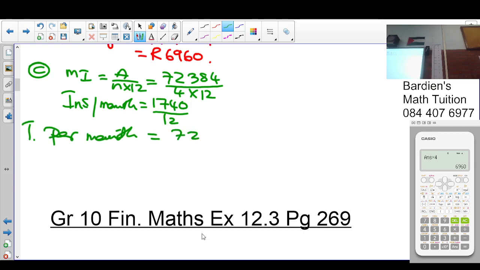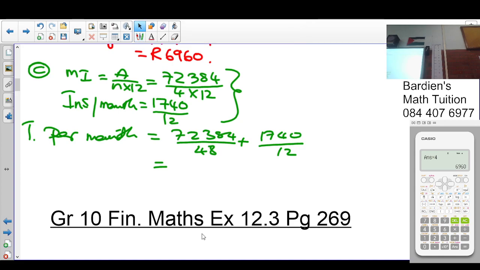It's going to be 72,384 rand over 48 plus 1,740 over 12. You don't have to show this if you can just think it out. No? You don't have to show that. I'm just breaking it up for the learners that are not here so that they make sense of what we are doing there as well. Okay. So 72,384 rand, that's over 48, plus 1,740 rand, that's over 12. I get an answer of 1,758 rand and 53 cents.